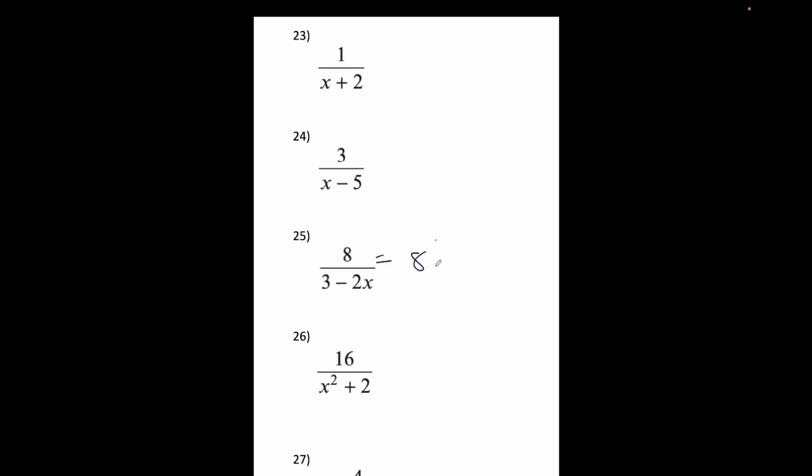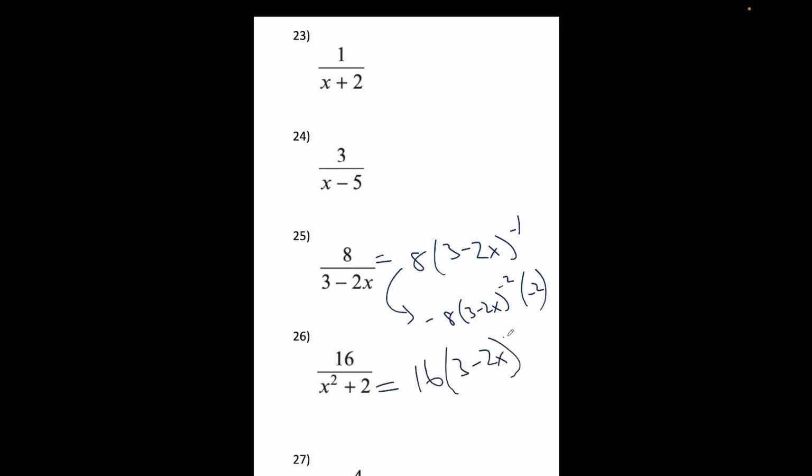Over here, 8 bracket 3 minus 2x to the power of negative 1. So make sure when you're doing these, you're only moving on when you can actually write this whole thing from beginning to end, unassisted, without the solution in front of you. That's what you're really practicing over here, to know the rules. Negative 1 times 8, negative 8 bracket 3 minus 2x to the power of negative 2 times the whole thing by negative 2. This is going to be 16 bracket 3 minus 2x to the power of negative 2.